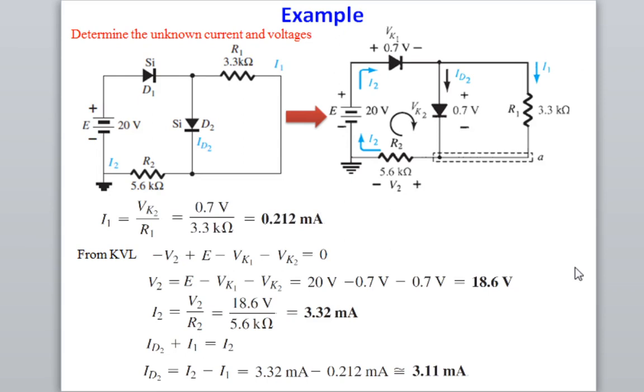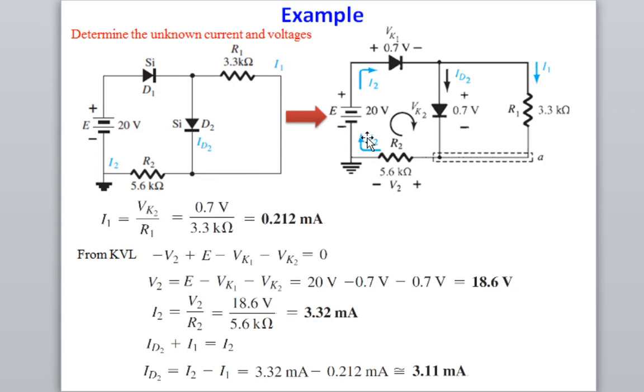Now, if you apply Kirchhoff voltage law in this closed loop, why am I doing that? Because if you see, this voltage is known, this voltage is known, this voltage is known, only the voltage drop across R2 is not known. So in order to find the voltage across R2, that is V2, we have to apply Kirchhoff voltage law.